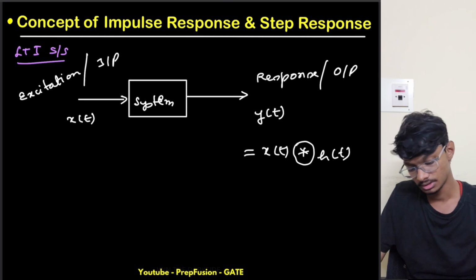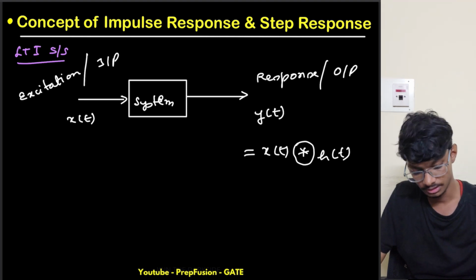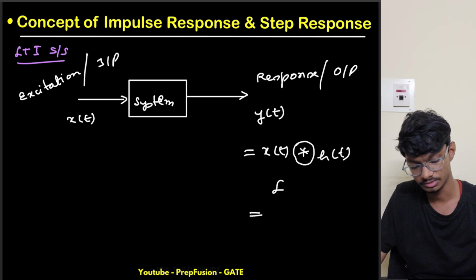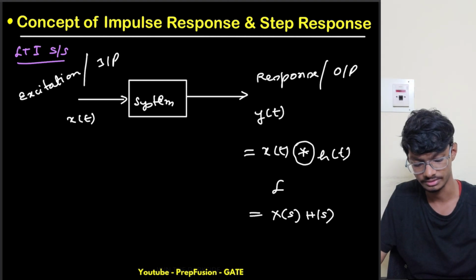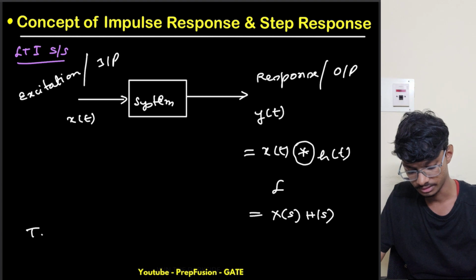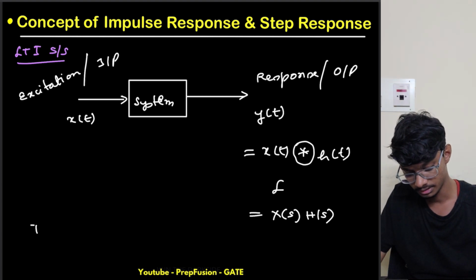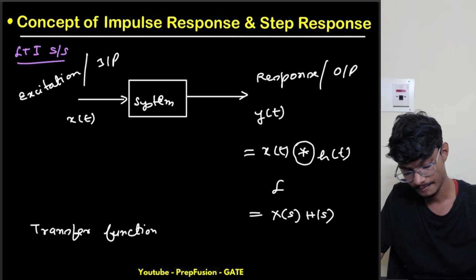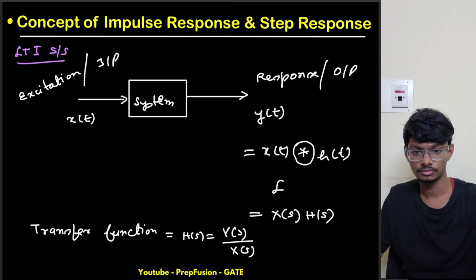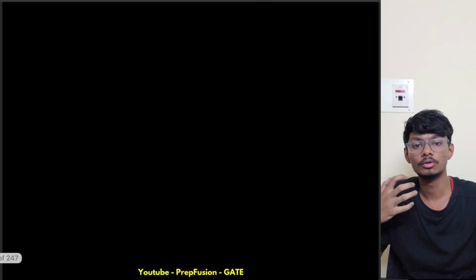Already we have studied this. So if I take the Laplace domain, convolution becomes multiplication: y of s equals x of s times h of s, and h of s is known as the transfer function. We've already done this. So now what do you mean by impulse response? The response of the system to unit impulse input.